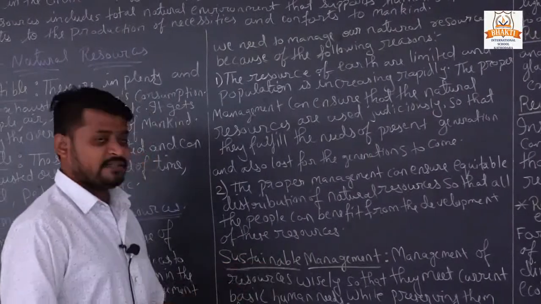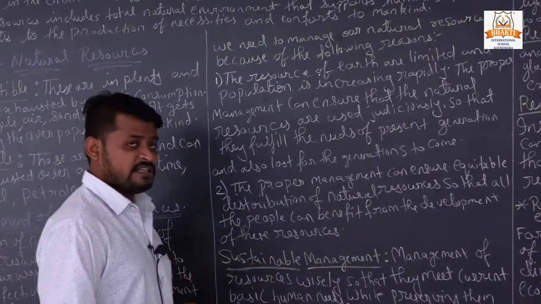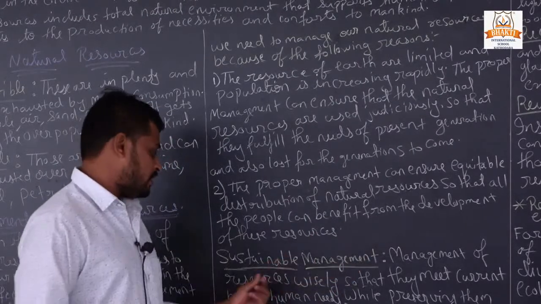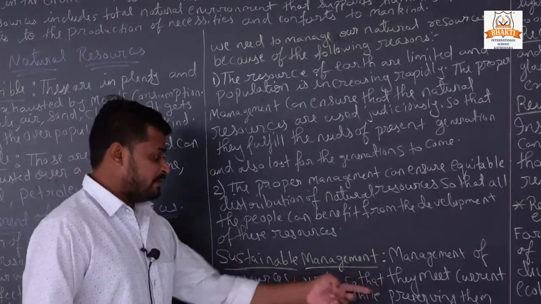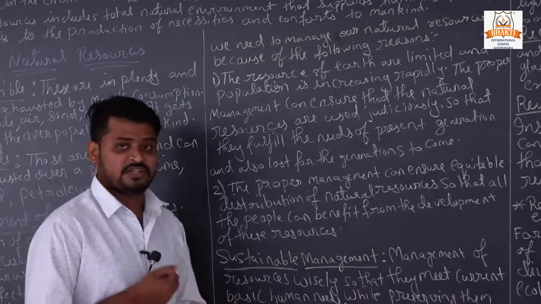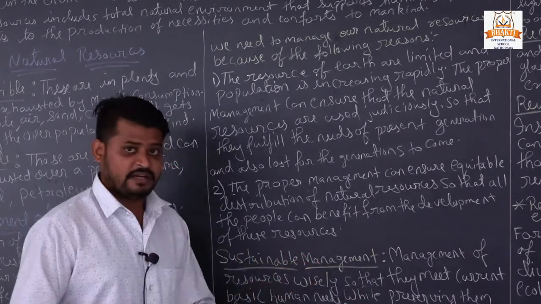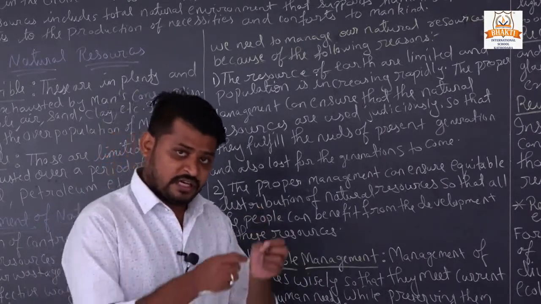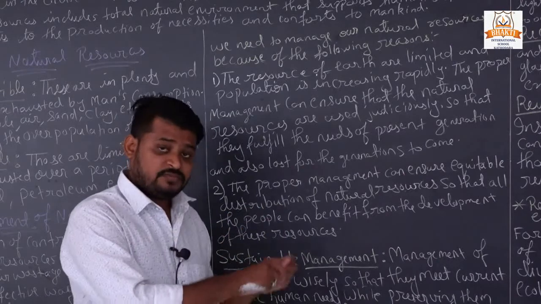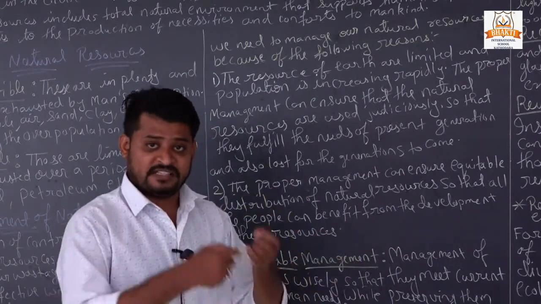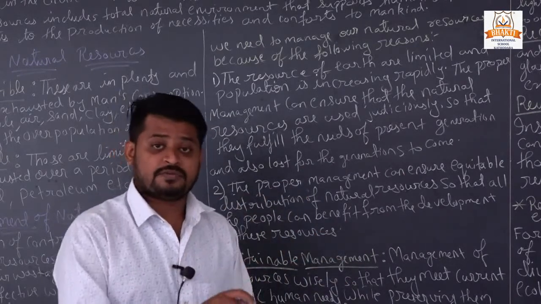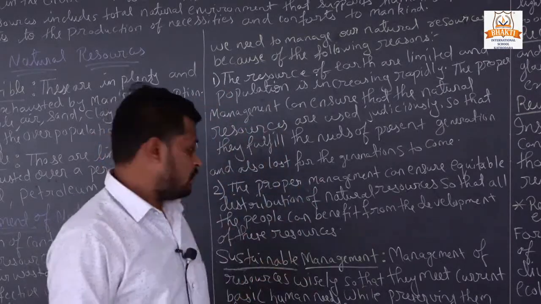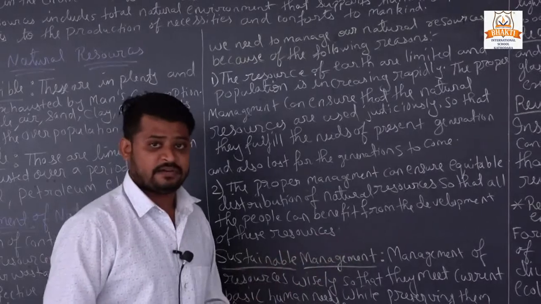Sustainable management. What is sustainable management? Management of resources wisely so that they meet current basic human needs while preserving them for the needs of future generations. It is the type of management in which we wisely use the natural resources for present needs, and for preserving those natural resources for future use also. That is called sustainable management.